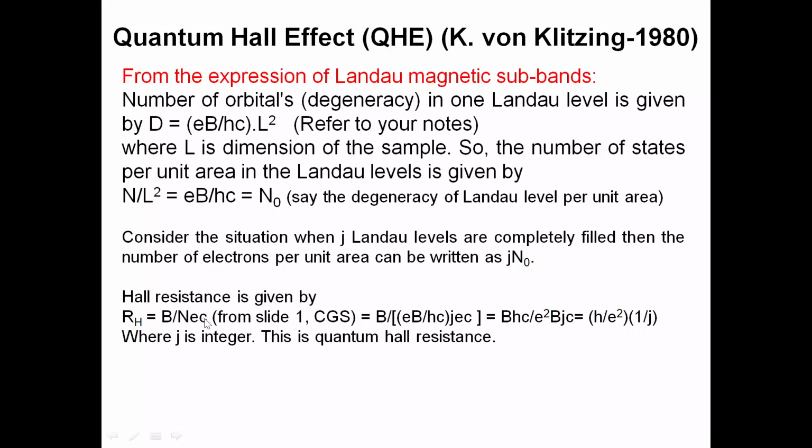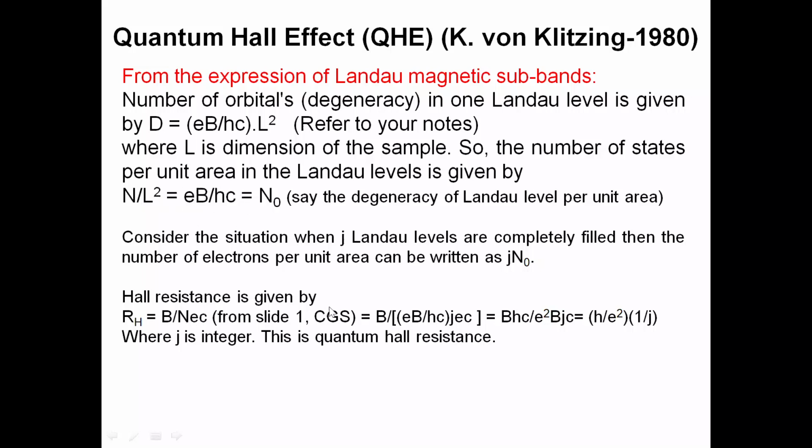C is coming because, if you go to slide 1, for the CGS system, RH is 1 by NEC, where N is the number of electrons per unit volume and B is the applied field. N is the number of electrons per unit volume for the 3D case. But here we have considered our sample 2-dimensional, so N is actually the number of electrons per unit area simply. And this is what we have calculated here: the number of states, or number of electrons per unit area, is this number.